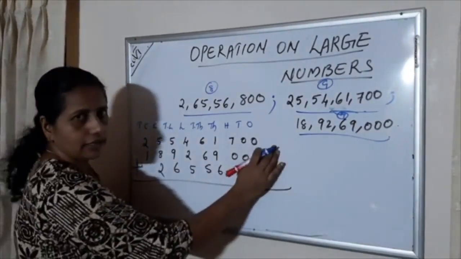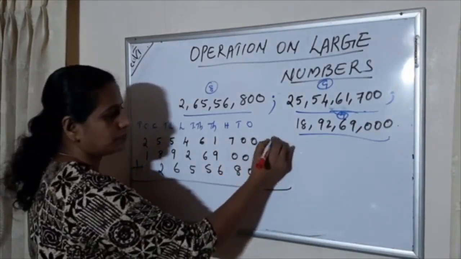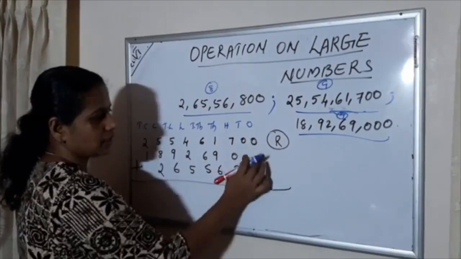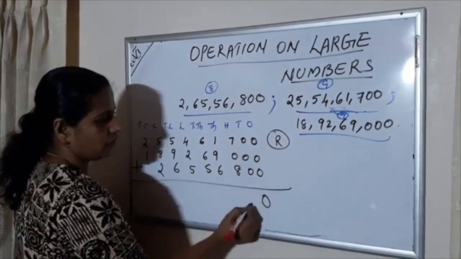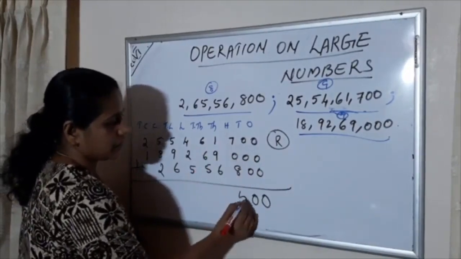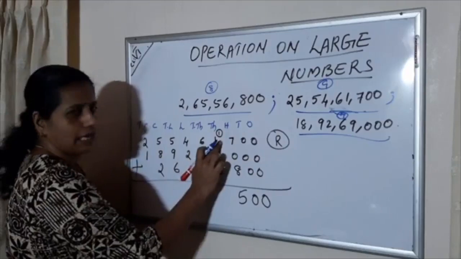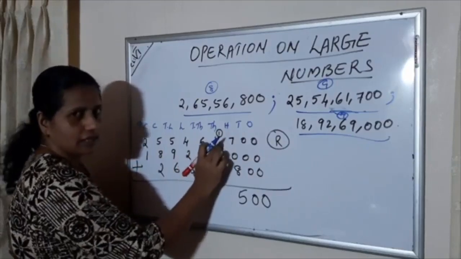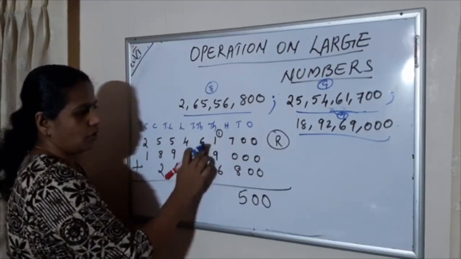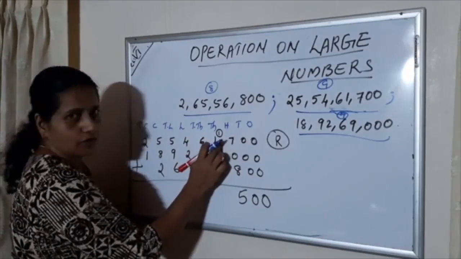After that, add the ones digit. You have to start from the right. 0 plus 0 plus 0, 0. Again 0. 8 plus 7, 15. Carry over 1. Write that 1 and draw a round around it. Then 1 plus 1, 2. Or you can add 1 plus 9, 10. 10 plus 1, 11.